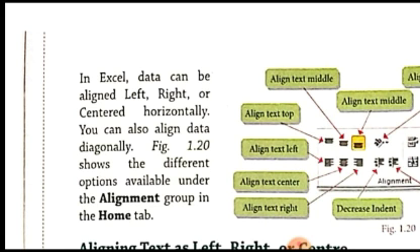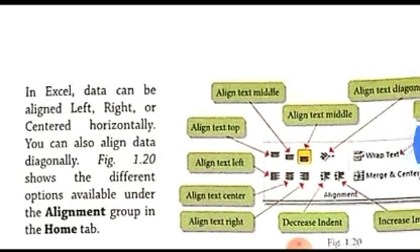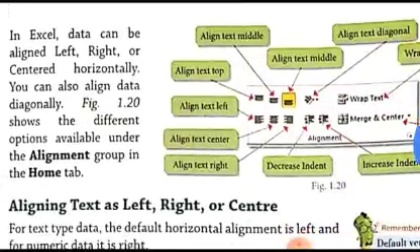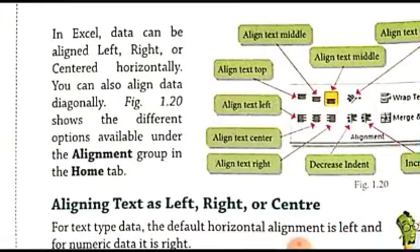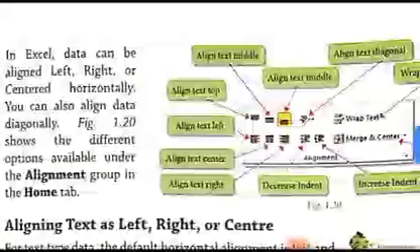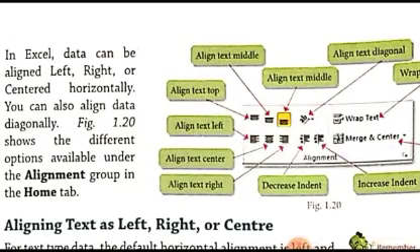In place of that, there are three additional vertical alignments: top, middle, and bottom. So there are three horizontal alignments, left, right, and center, and three vertical alignments, top, middle, and bottom. Using these different alignments, there are 9 different combinations also. Here in figure 1.20, the different alignment options are given.